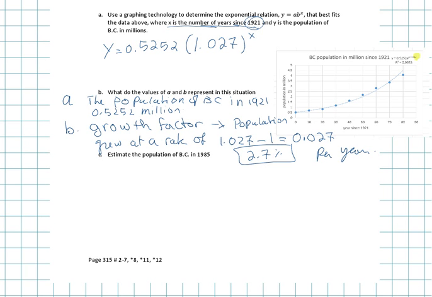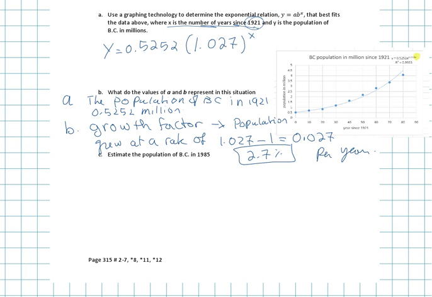How can you estimate the population of BC in 1985? Yes. You can guess? Sure, but how can I find it? What do I know? Get the number of years and then use your growth rate. So you can actually use your formula, which is right here, right? How many years is it between 1921 and 1985? How can I find that? You subtract them, 1985 minus 1921, that would be how many years after 1921 that is, right?